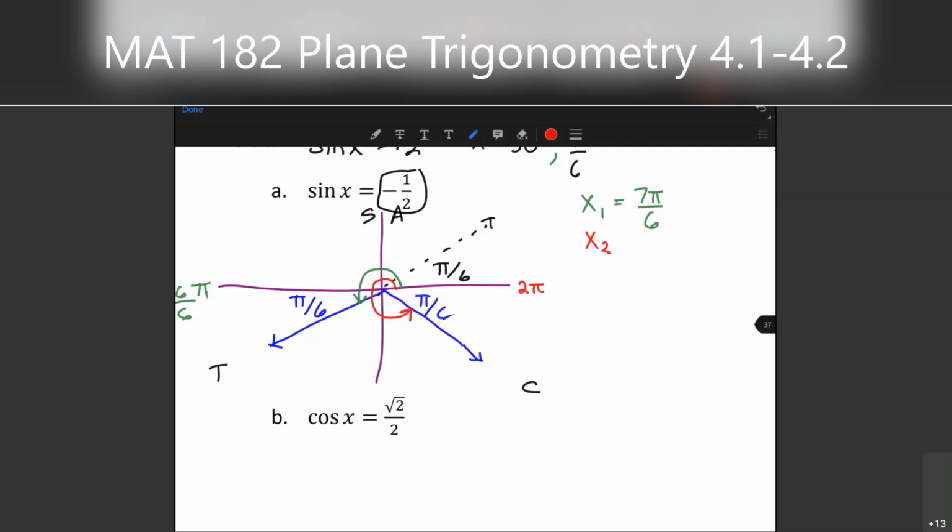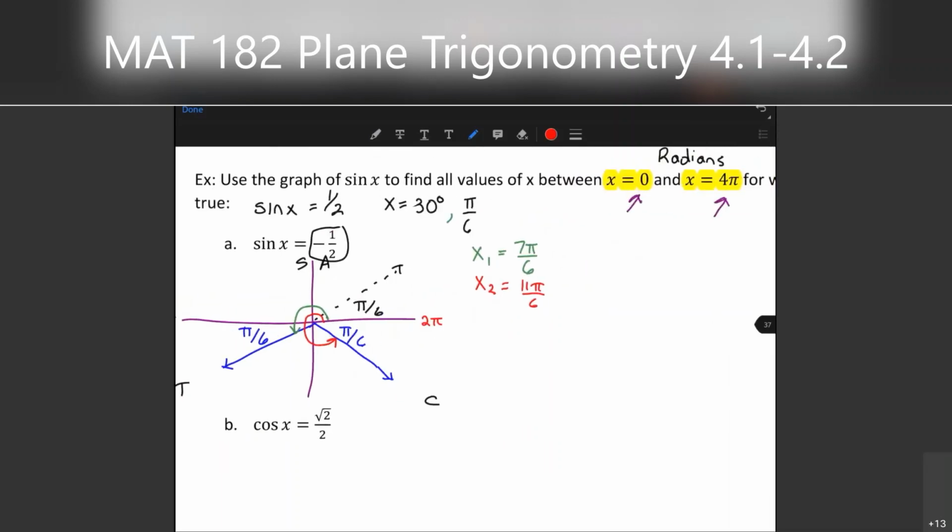Yep, that would be right. Yep, 330 would be the degree, and 11 pi over 6 would be this. 11 pi over 6. So that's just 2 pi minus pi over 6. Excellent job. So those are our two first solutions for this question.